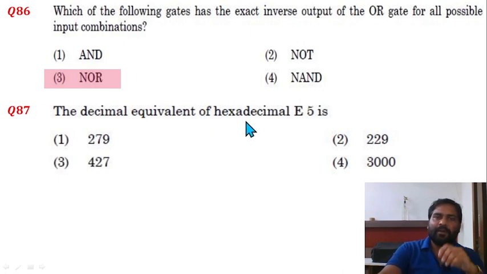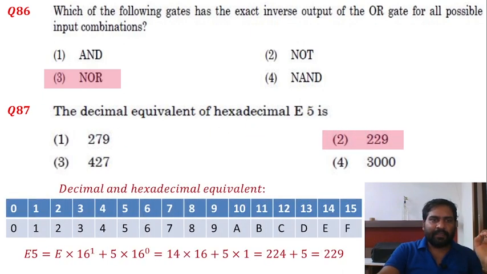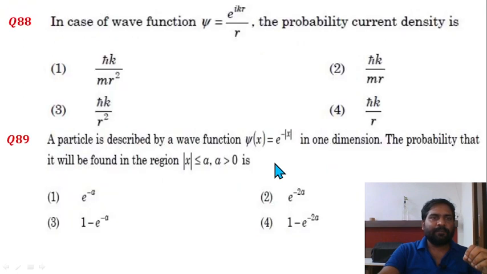Question 87. The decimal equivalent of hexadecimal E5 is? In the case of hexadecimal, just write from 0 to 15. Up to 9 it is the same numbers, and for A, B, C, D, E, F it is 10 to 15. So E5 means E equals 14 here. Since it is hexadecimal, the base is 16, so just find the values. 5 into 16 raised to power 0 and E into 16 raised to power 1, with the value of E equal to 14. Just put the value: 14 into 16 plus 5 into 1 equals 229. Option 2 is correct.